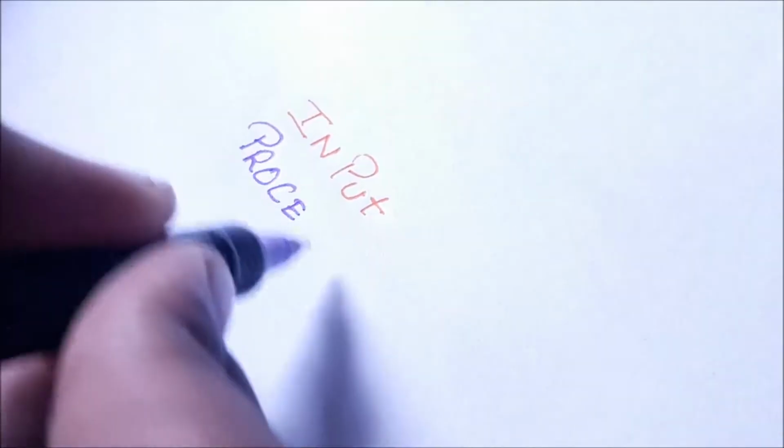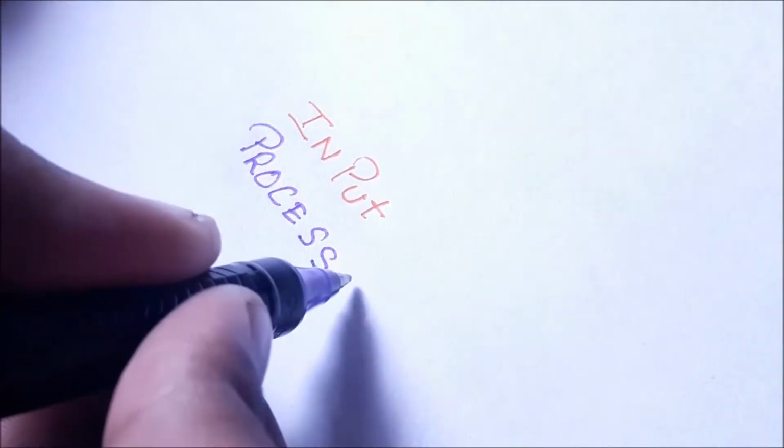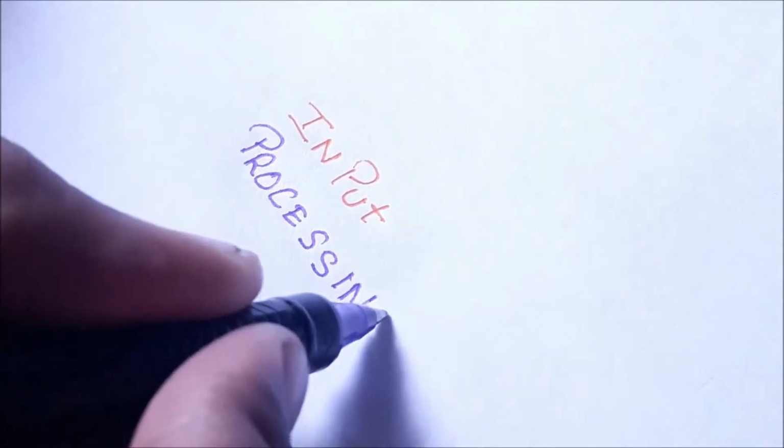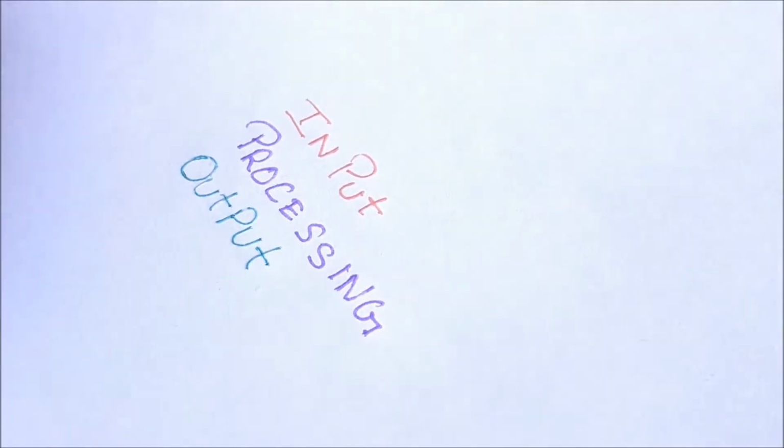First of all, we start with the project's parts list. Like any common machine, our controller has three parts: input, processor and output.